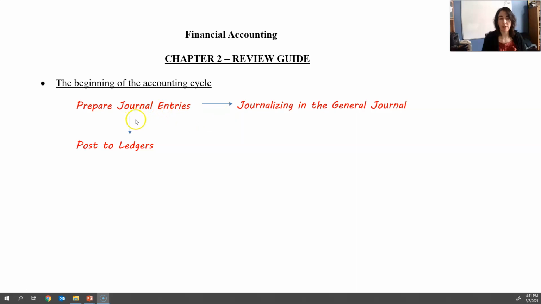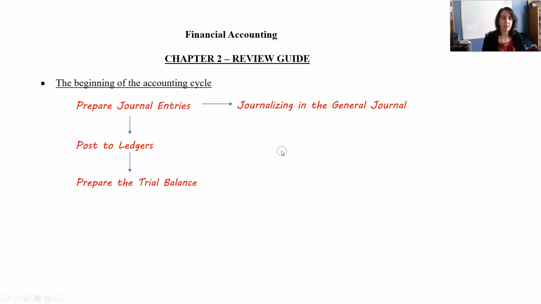After we prepare the journal entries, we're going to post to ledgers, and then we'll prepare the trial balance. That's the section of the accounting cycle that we're going to be working on throughout Chapter 2. Starting with Chapter 3 and onward, I will show it to you more as a full cycle. But for now, let's just focus on the journal entries.